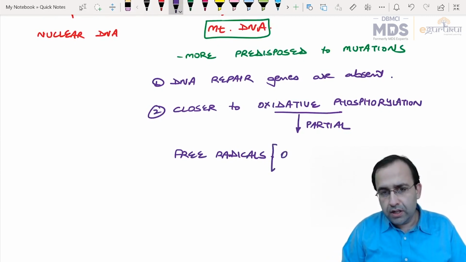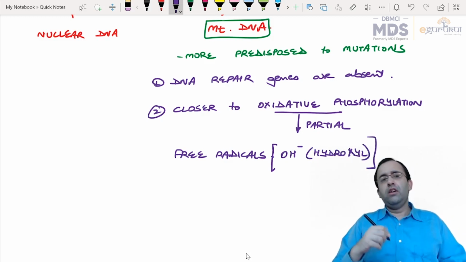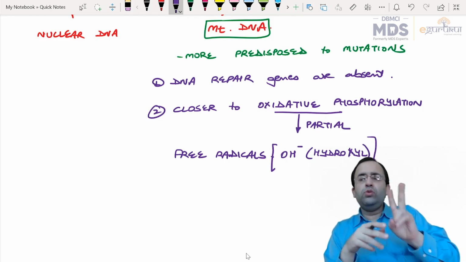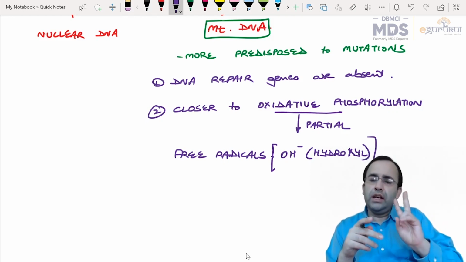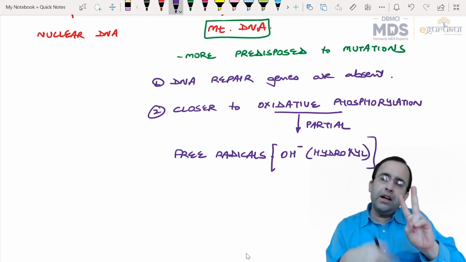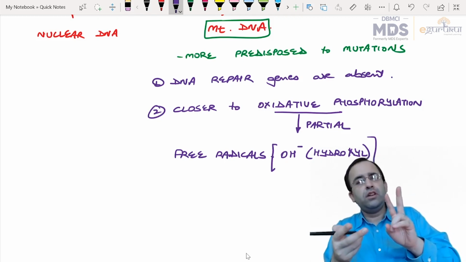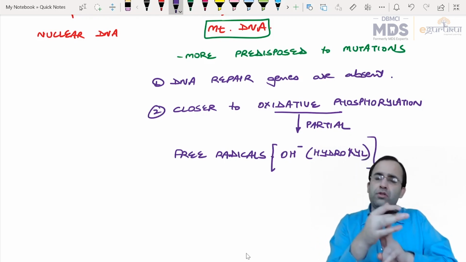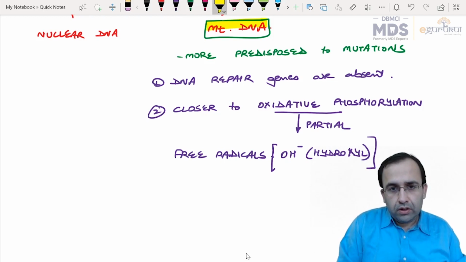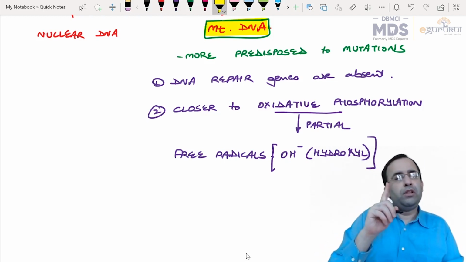Which free radical is generated? Hydroxyl free radical, that is OH minus. It leads to generation of hydroxyl free radical, which in turn causes mutations. So there are two reasons why mitochondrial DNA is more predisposed to mutations. The DNA repair genes are absent and it is closer to oxidative phosphorylation, that is, it is associated with free radical formation. So what we have seen is that more mutations occur in mitochondrial DNA.